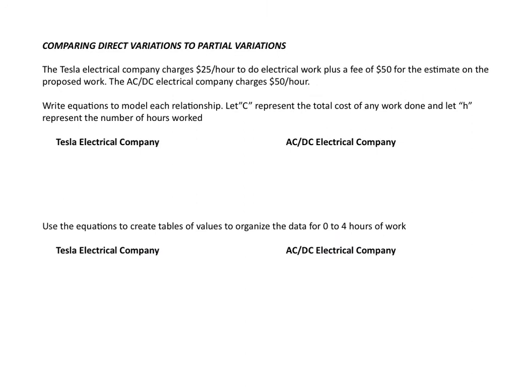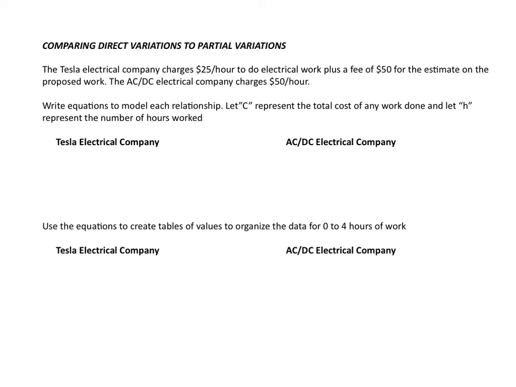The best way, I think, to understand the true differences between direct and partial variations is to work through a problem that combines or compares both of them together at the same time. So here we have a problem that says the Tesla Electrical Company charges $25 per hour to do electrical work, plus a fee of $50 for the estimate on the proposed work. The AC/DC Electrical Company charges $50 per hour.